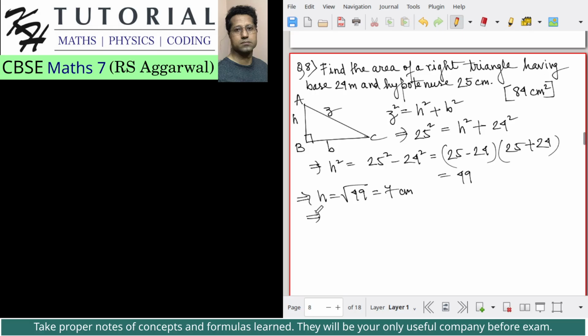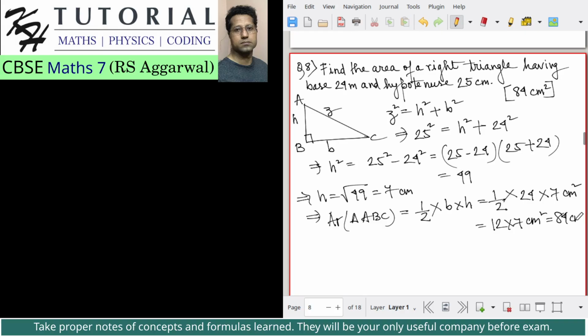So now we can find the area of a triangle by applying the formula half into base into height. So the area of triangle ABC is equal to half multiplied by base multiplied by height, which is half multiplied by b. The base was given to be 24 and height we have found to be 7, this much centimeter square, and this is 12 multiplied by 7 centimeter square, which is 84 centimeter square. So the area of the right angle triangle is 84 centimeter square.